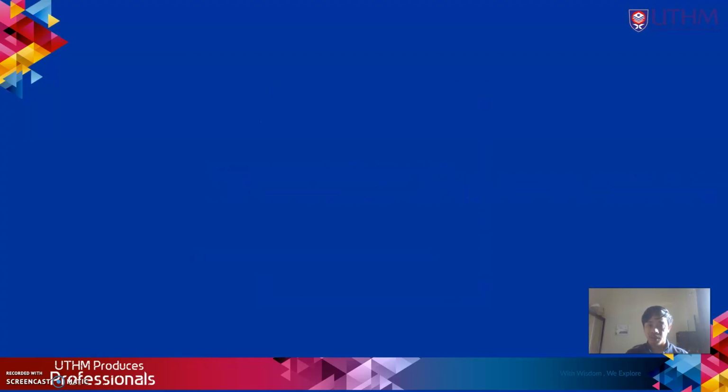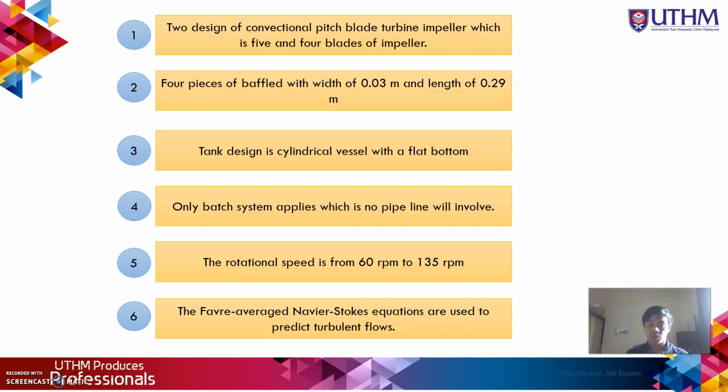For the scope, there are 6 scopes. The first one is to design conventional pitch blade turbine impeller, which is 5 and 4 blades of impeller. Second is 4 pieces of baffle with width of 0.03 meter and the length of 0.29 meter installed in the steel tank. Tank design is a cylindrical vessel with a flat bottom. Only batch system will apply, which is no pipeline will be involved in the steel tank. The rotational speed is from 60 rpm to 135 rpm. The Favre average Navier-Stokes equation is used to predict the turbulent flows.